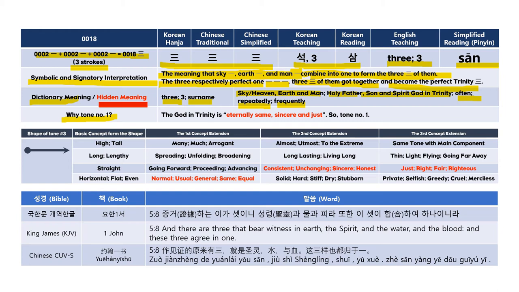because the Trinity, God in Trinity, communicates among them and each other. Sky, earth, and man as well. Okay. Father, mother, and son and daughter communicate among them every day. So hidden meanings came from those conceptual values, often, repeatedly, frequently in everyday life. They communicate. That's the Trinity.